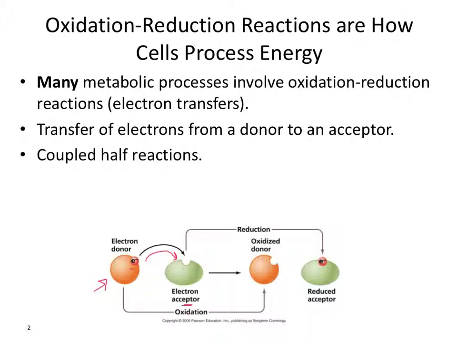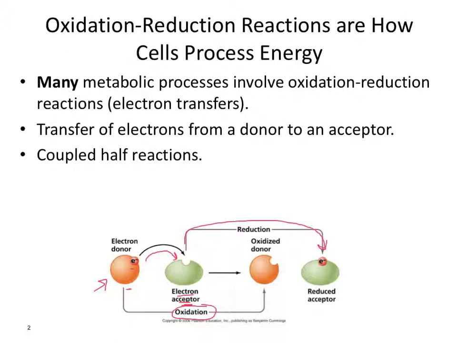So because this orange molecule is giving up an electron, it is being oxidized. Okay, so loss of electron is oxidation. Remember, Leo the lion says grr. This electron accepting molecule is gaining an electron, so it is being reduced. Remember, gain of electrons is reduction.